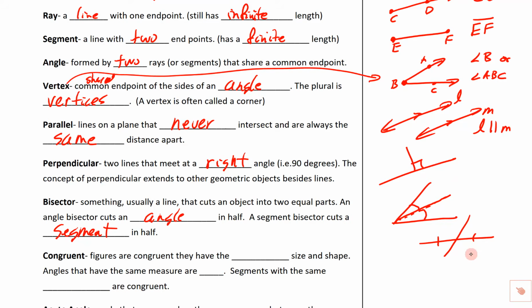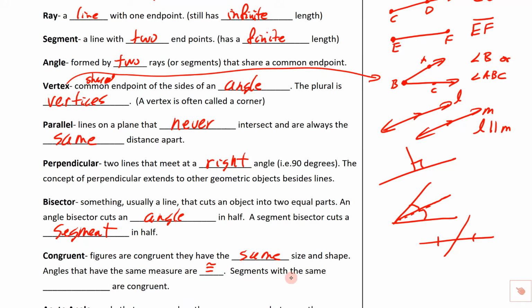Which brings up the next word, congruent. Figures are congruent if they have the same size and the same shape. So exactly the same size and exactly the same shape. I'm sure we've talked about this before. Congruent is the geometry word for equal. Angles that have the same measure are congruent.